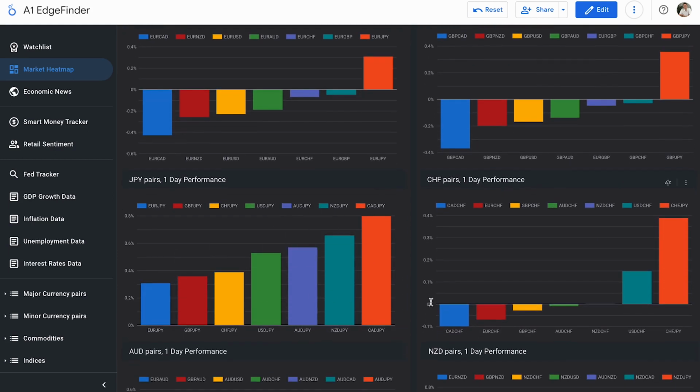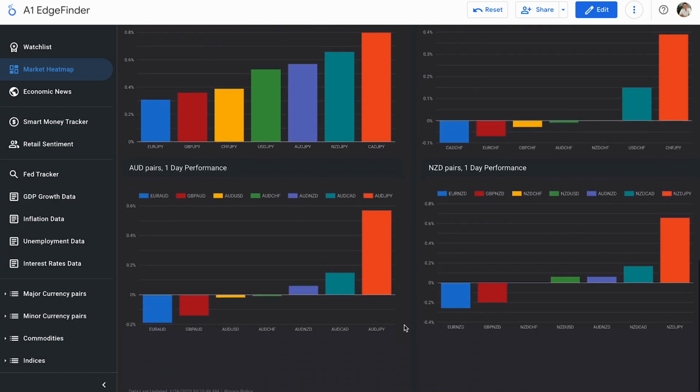All of our yen pairs up on the day, CAD JPY being the biggest mover to the upside so far, up 0.8%. Euro JPY up 0.31%. Swiss franc pairs, pretty split, most of them moving to the downside. However, CHF JPY up 0.39%, CAD CHF down 0.1%. Lastly, our Australian dollar pairs and New Zealand dollar pairs, Aussie JPY up 0.57%, Euro AUD down 0.19%, and New Zealand NZD JPY up 0.66%, Euro NZD down 0.26%.